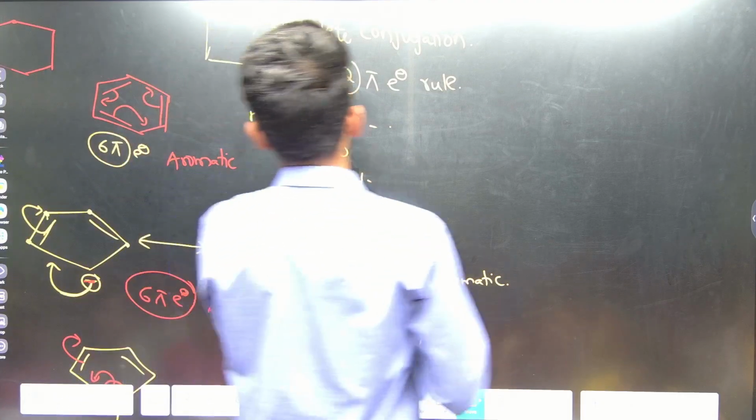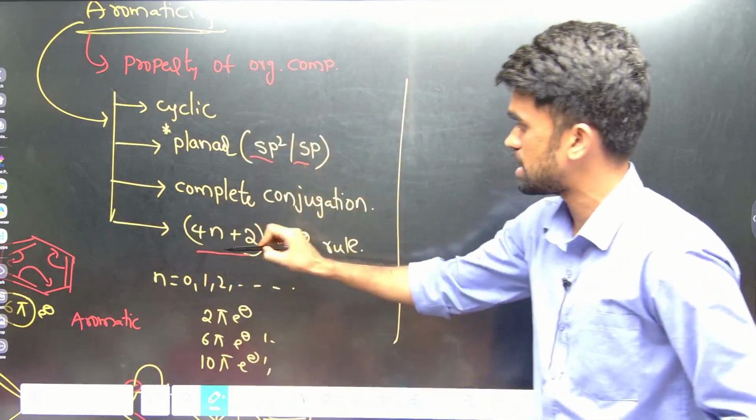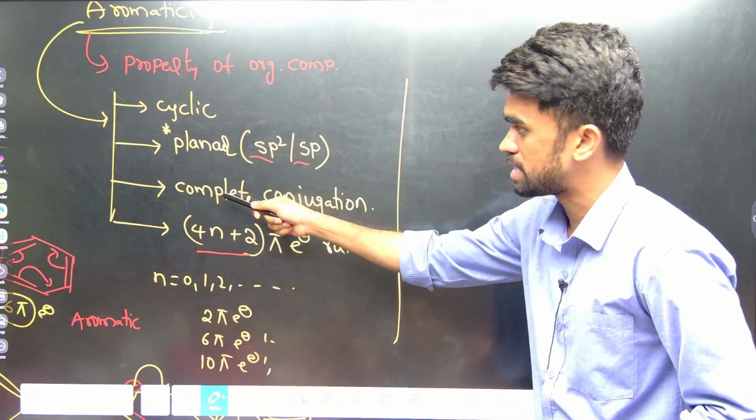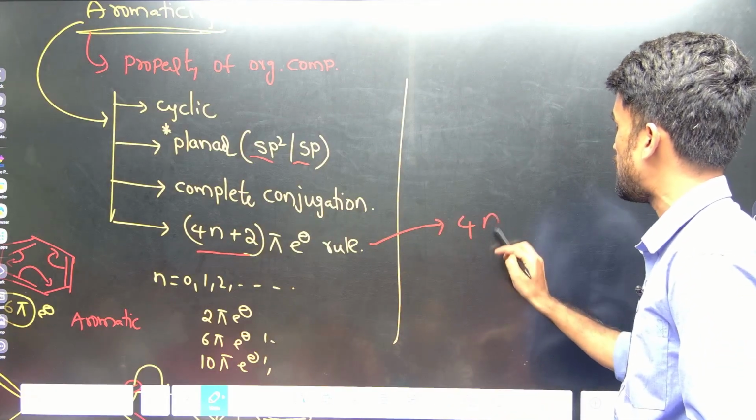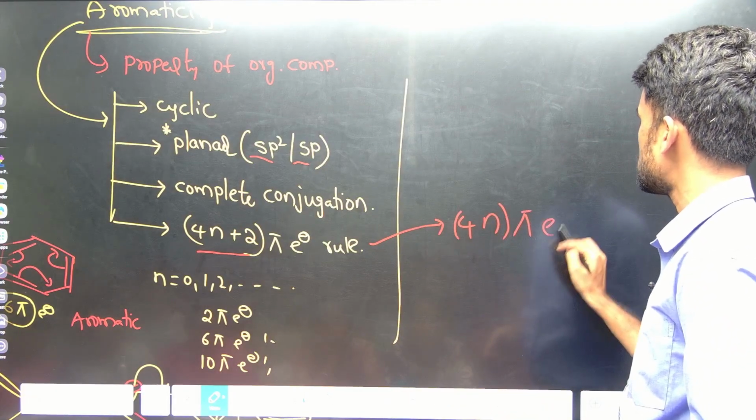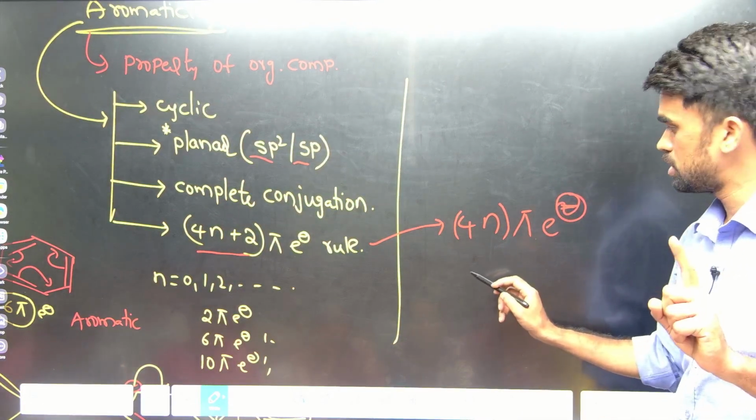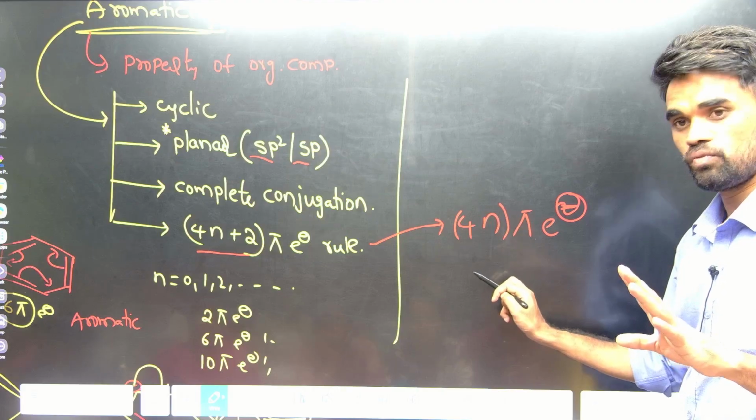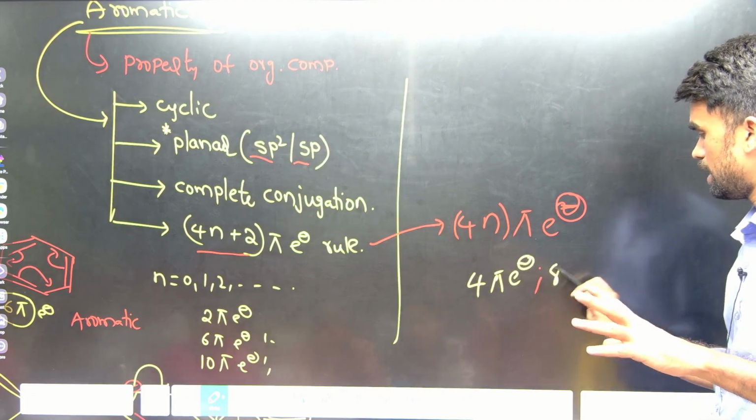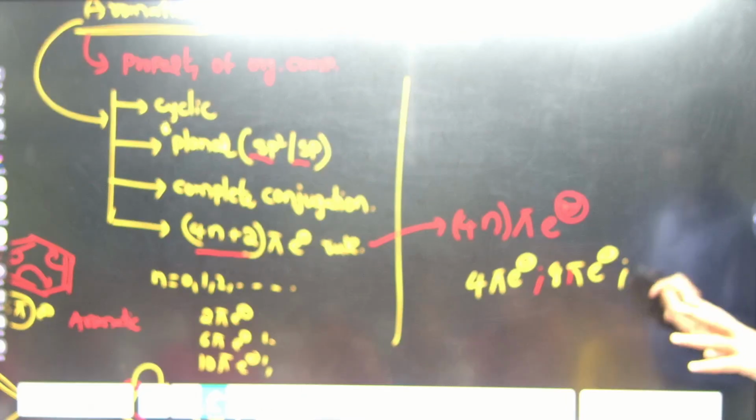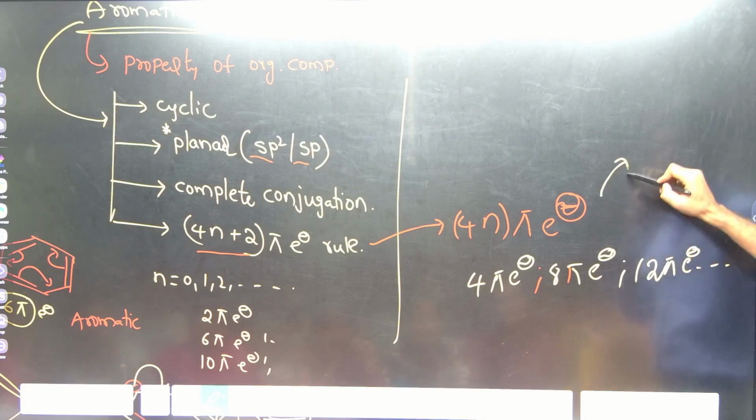Okay. Next rule is the same conditions. All 3 conditions are the same, the first 3. Instead of this, if it has only 4n pi electrons, how many pi electrons? 4n pi means n value can be 1, you put. What happens now? 4 pi electrons. Or put 2, 8 pi, 12 pi, 16 pi. Like that it becomes, and that should be called an anti-aromatic compound.